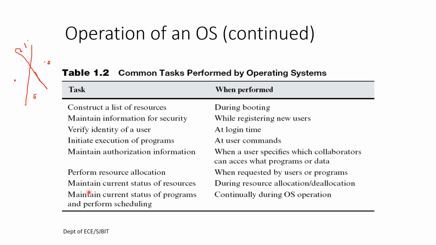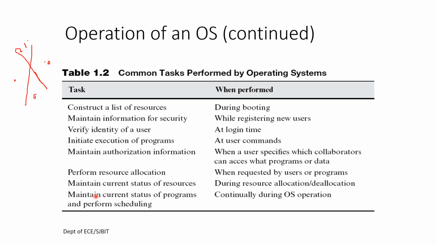And the next is maintain the current status of the resources. This task will be performed during resource allocation or deallocation. When the operating system allocates a resource to a program or deallocates a resource from a program, that time it will be updated. The current status of the resource will be updated in the table.